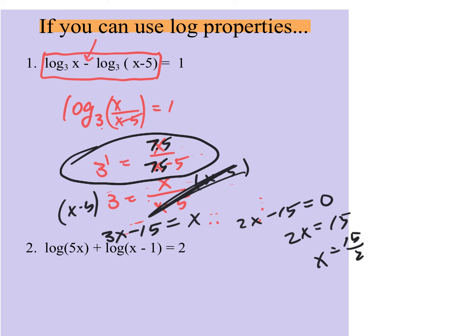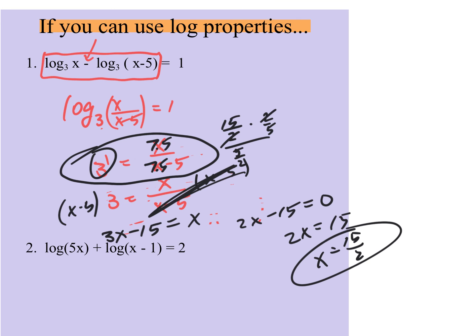So I could say it's 15 halves. That's the same as 7.5 over 2.5, which is the same. 2.5 is 5 over 2. And then I'm going to flip and multiply. And does that really equal 3 times 2/5? Look at that. It equals 3. 15 divided by 5 is 3. So now I know I'm right. Sweet. Okay.